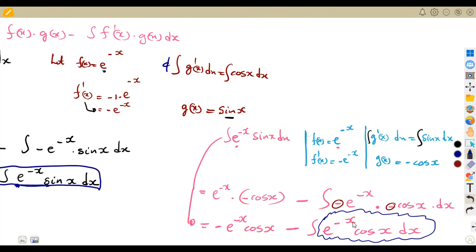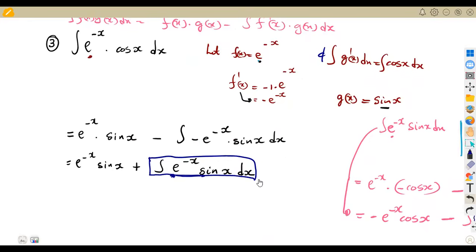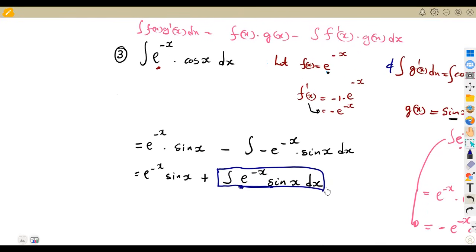But I want you to see this, e to the exponent of minus x cos x dx. So we are going to have a repetition again. So what do we do? Okay, you bring this solution. I want you to see how you combine this. You're going to take this solution.